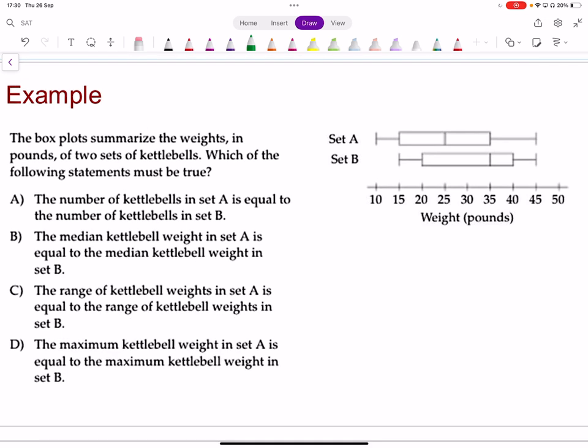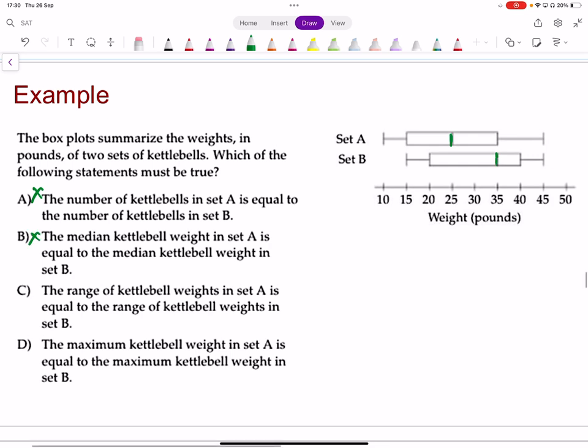The number of kettlebells in set A is equal to the number in set B. Can you say anything about that? Box plots do not tell us about the number of values in the data. So this is not correct. We can't say anything about that. The median in set A is equal to the median in set B. Are the medians equal? One median is here and the other is here. They're not equal. This is also incorrect.